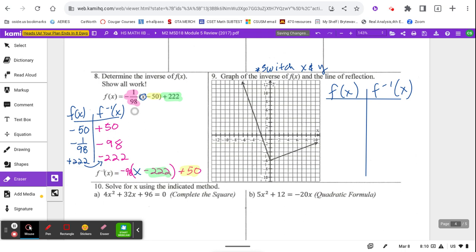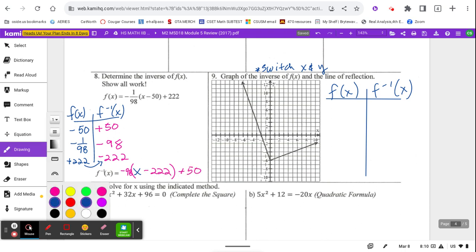That's our inverse. Now, what if you want to follow the steps that we practiced, the full work, algebraically? You would do step 1, write it with a y in there. Step 2, switch x and y.